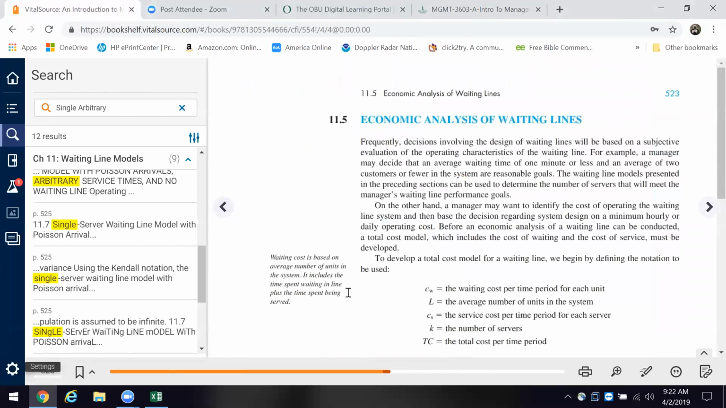Now, over here on page 523, the authors give you an interesting insight in all this by talking about the waiting cost. I've talked from more of a decision maker, practical operating process, but take a look at what they have here. Waiting cost is based on the average number of units in the system. It includes the time spent waiting in line plus the time spent being served. Okay?